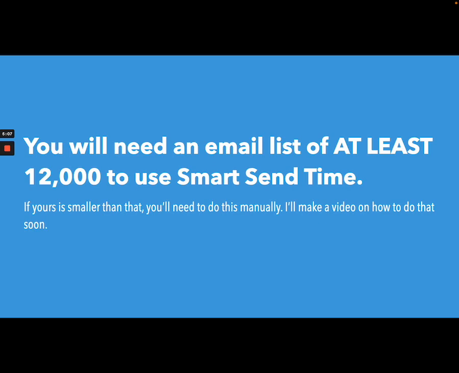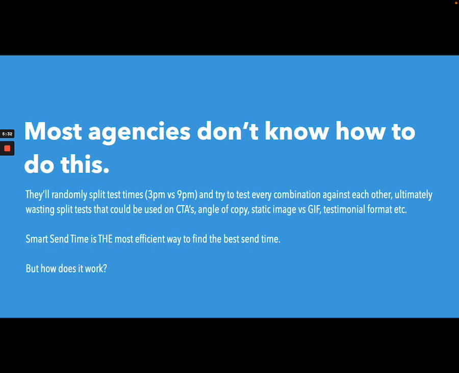So for this feature, you would need an email list of at least 12,000 to use Smart Send Times. And obviously, if yours is smaller than that, then you would need to do this process manually, and I can make a video on how to do that as well. But yeah, a segment would need to have at least 12,000 contacts for this to work. And if you don't do that, this won't work for you.